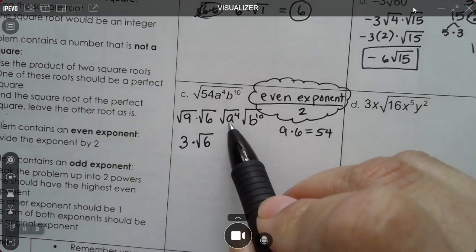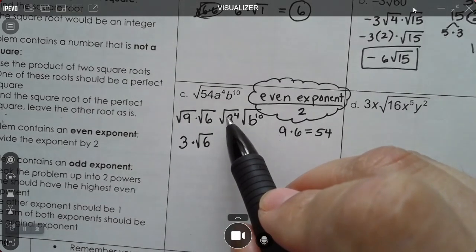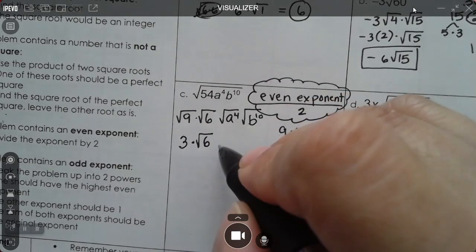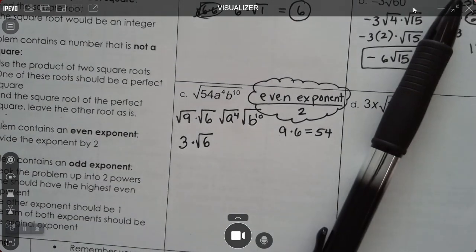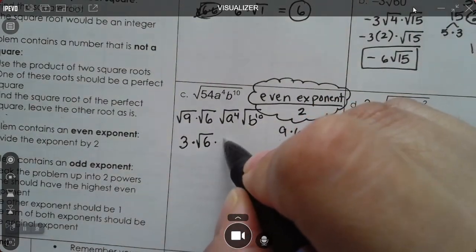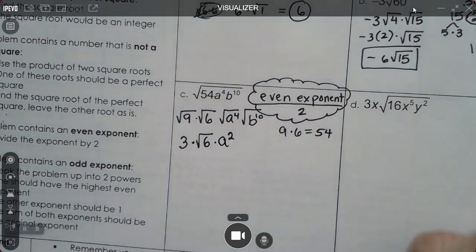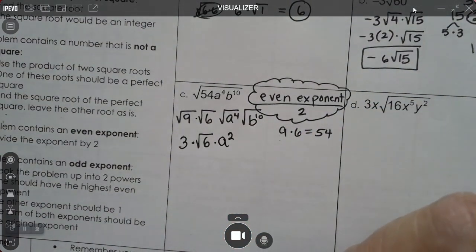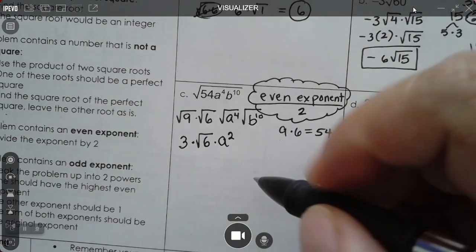All right, now this one is an even exponent, clear? What's 4 divided by 2? 8. There you go. Radical is gone. Are we clear? What is 10 divided by 2?